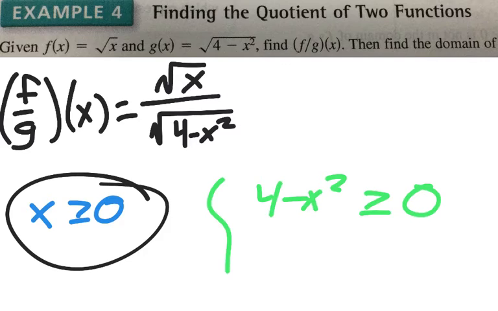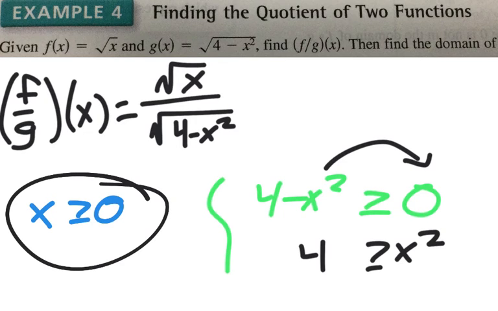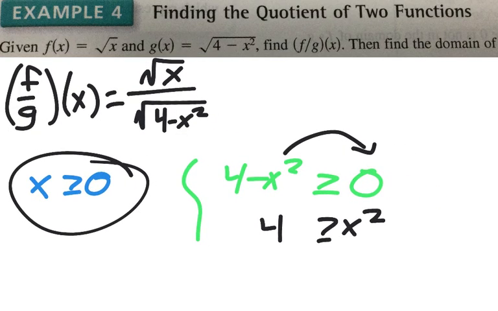All right, so now the next one is the hard one. I'm going to move x squared over. It becomes positive. So I've got x squared must be less than or equal to 4. So again, if I rewrite that, x squared must be less than or equal to 4.